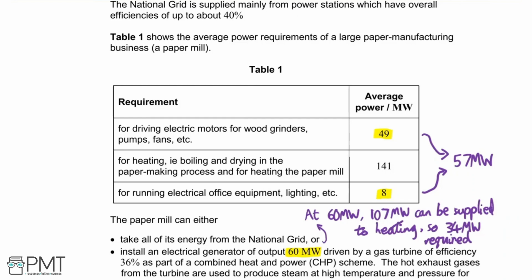Now, you don't need to make this calculation for a second time with 60 megawatts instead of 57, but you do need to write that as a point in your answer.